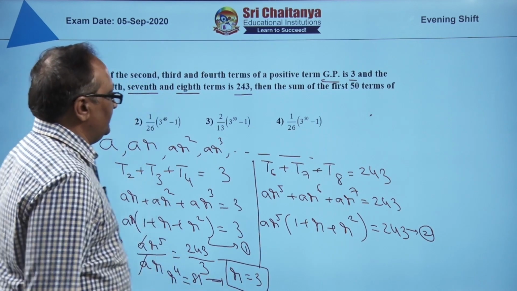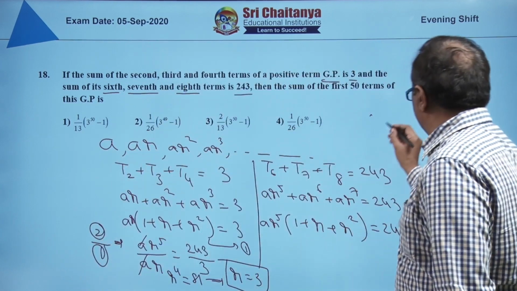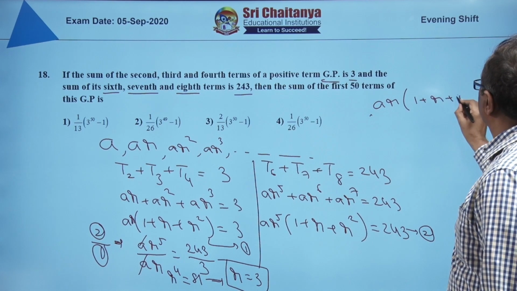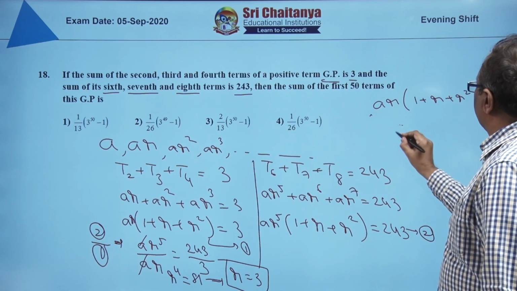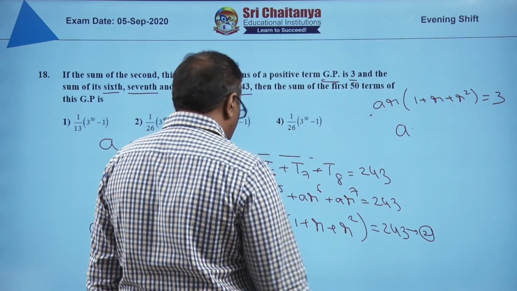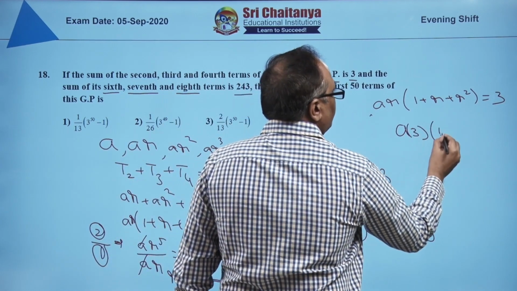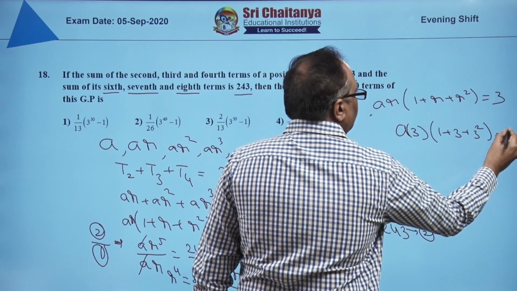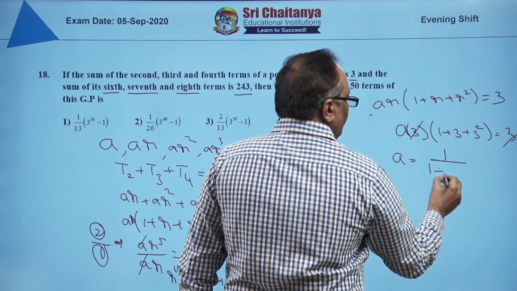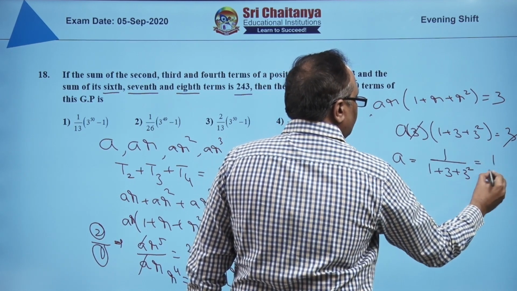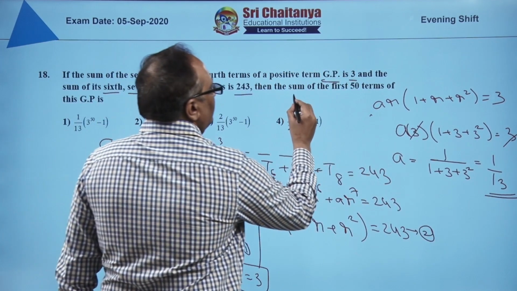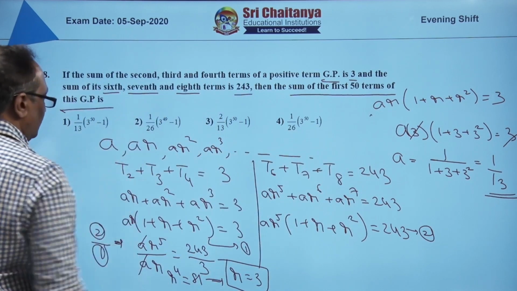If r value is 3, in the first equation we can substitute: ar into 1 plus r square is nothing but 3. So a into 3 into 1 plus 3 square is 3. This 3 gets cancelled, and we get a value as 1 by 1 plus 3 square, that is 1 by 13. A value is 1 by 13, r value is 3. You have to find the sum of the first 50 terms of the GP.